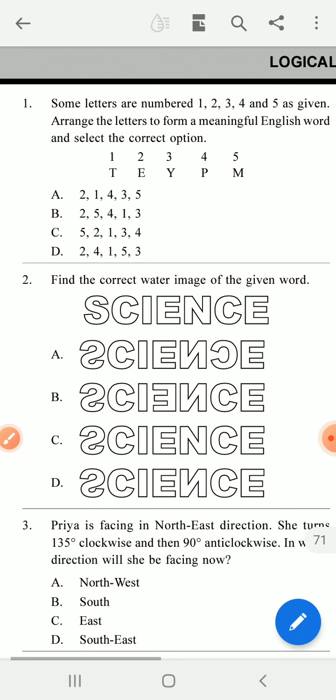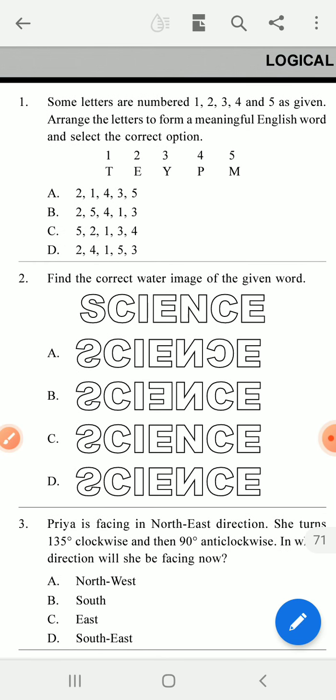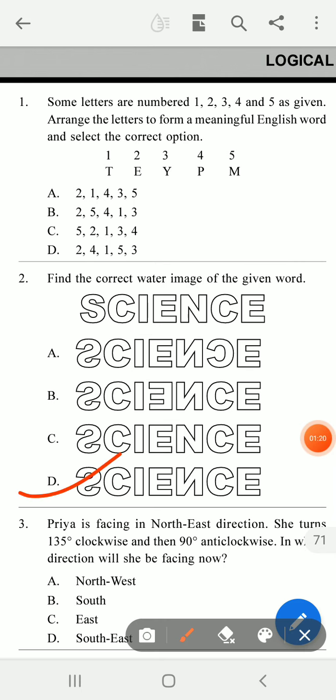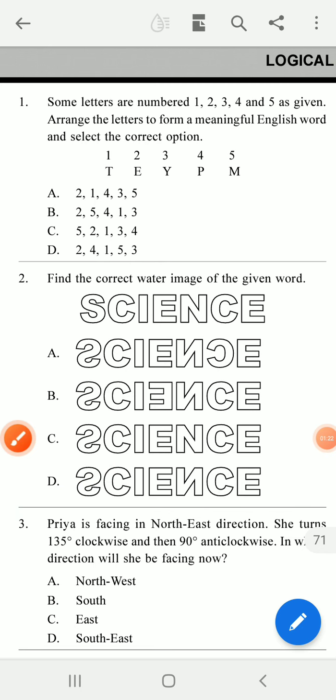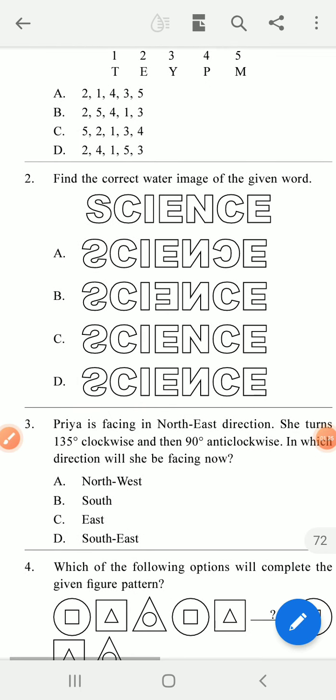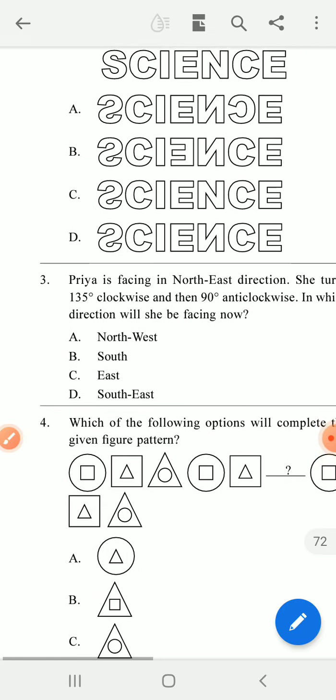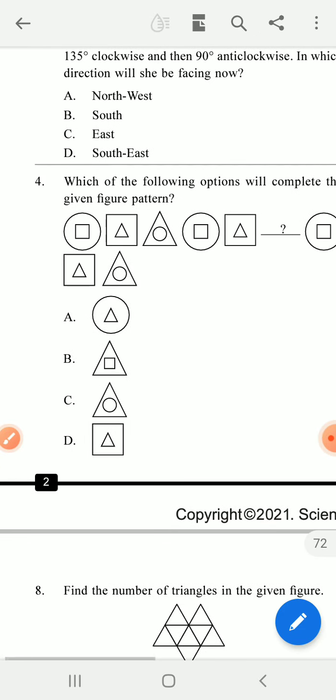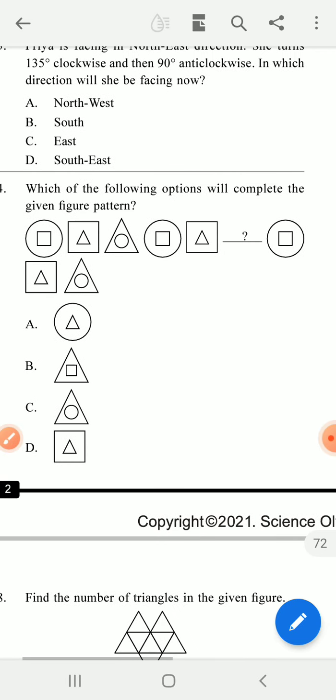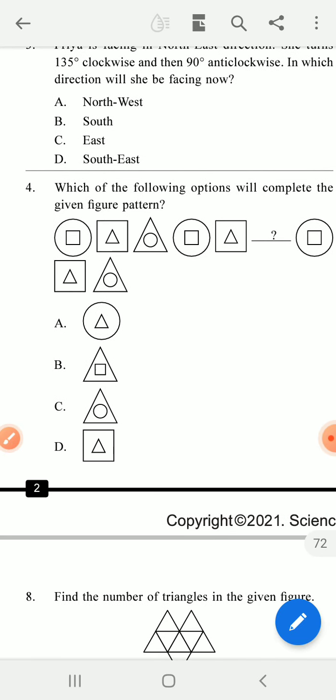Now number 2, find the correct water image of the following word. So water image, you see that D. D is the answer. Now number 4, which of the following options will complete the given figure? So 4C is the answer.